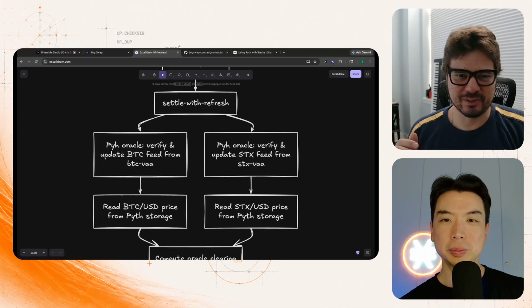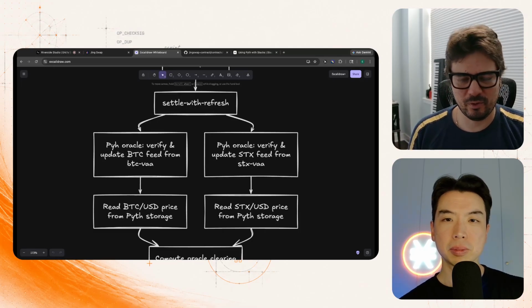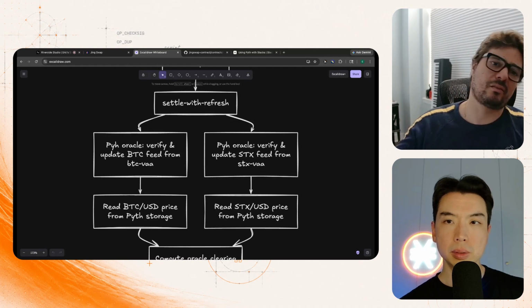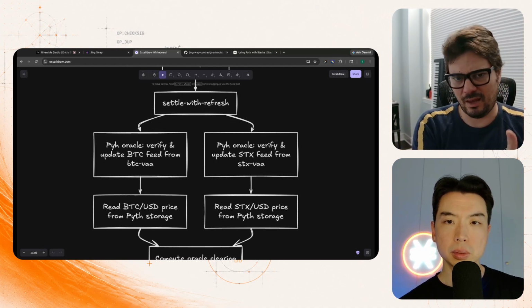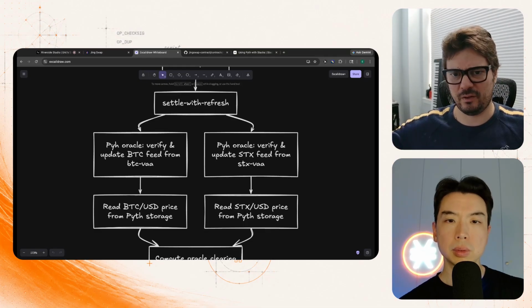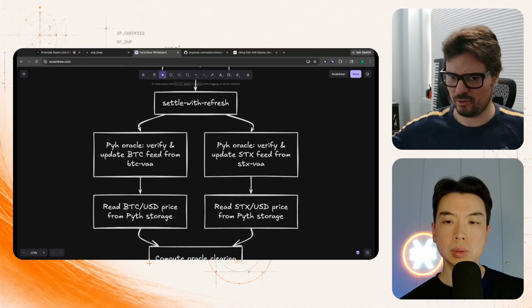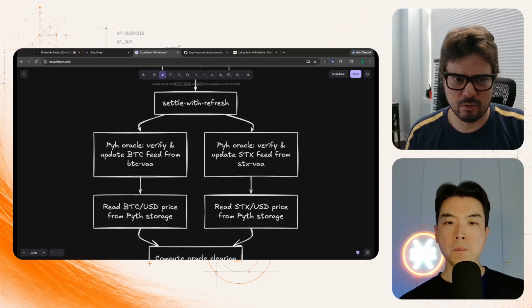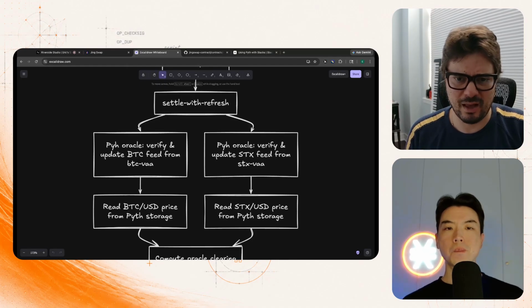So settle with refresh. This is where the settlement moment actually does its job and moves the STX to the sBTC depositors and the sBTC to the STX depositors, and then rolls over any amounts that are not filled on a binding side. There's going to be one binding side, meaning in the next cycle, that side will get 0 because it will be 100% filled. In the case of a Bitcoin to STX market, we're leveraging both the price of Bitcoin and the STX at the Pyth Oracle and deducing the Bitcoin to STX price.